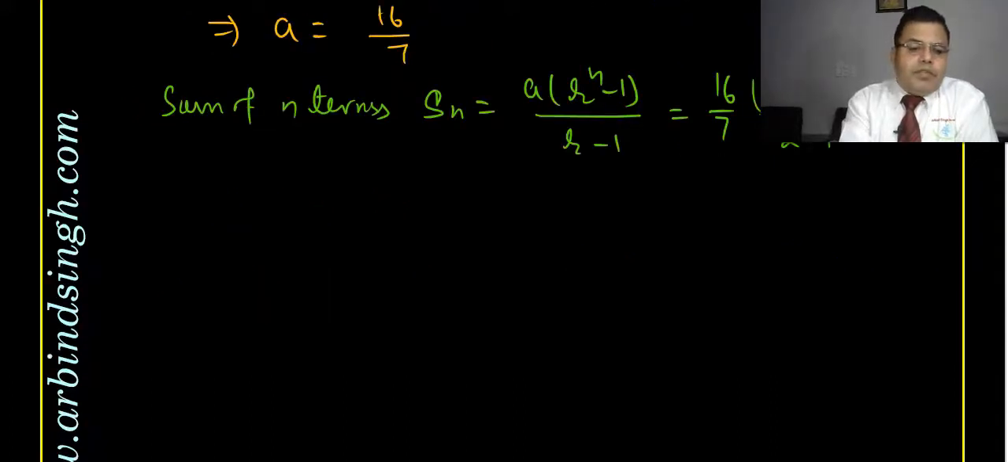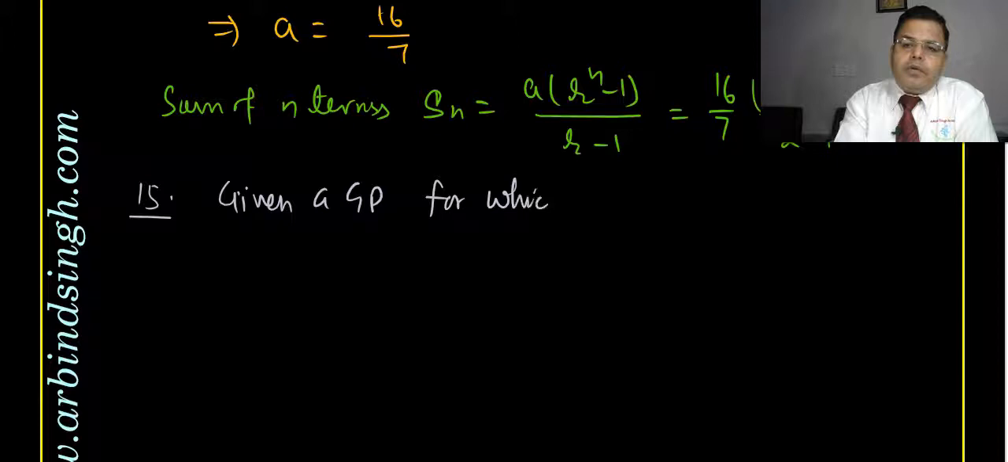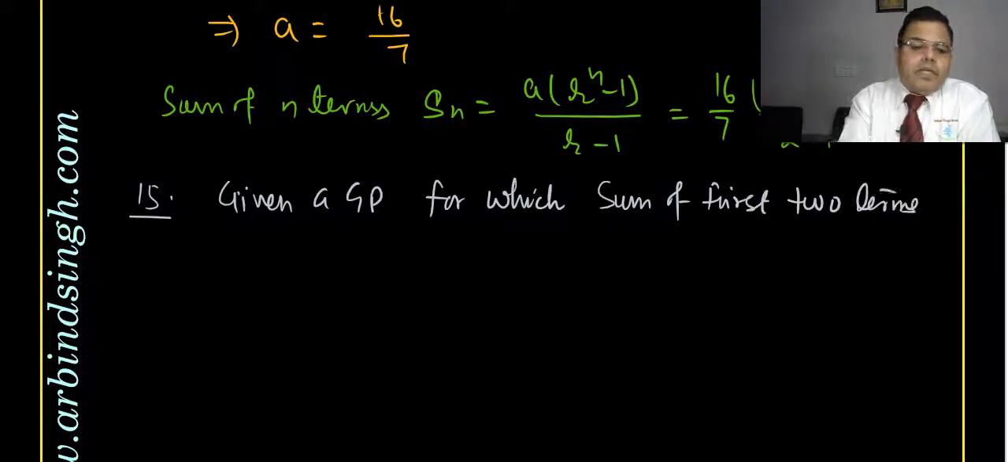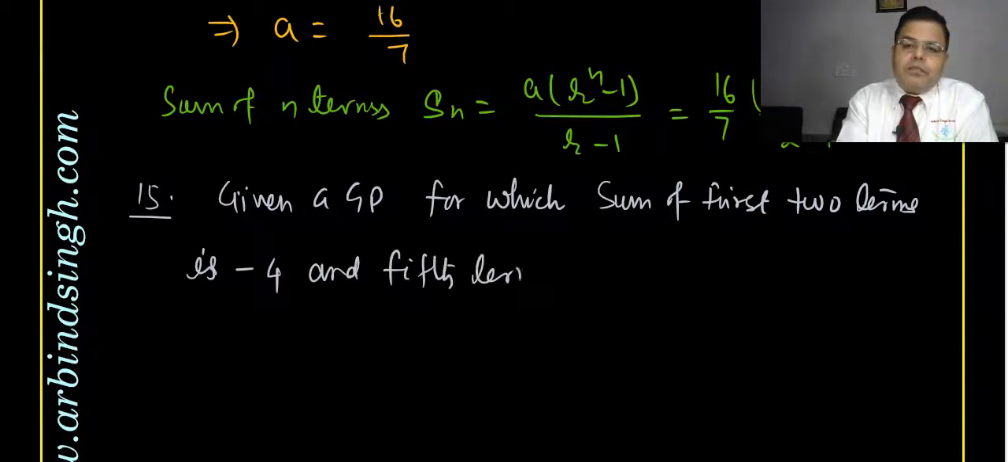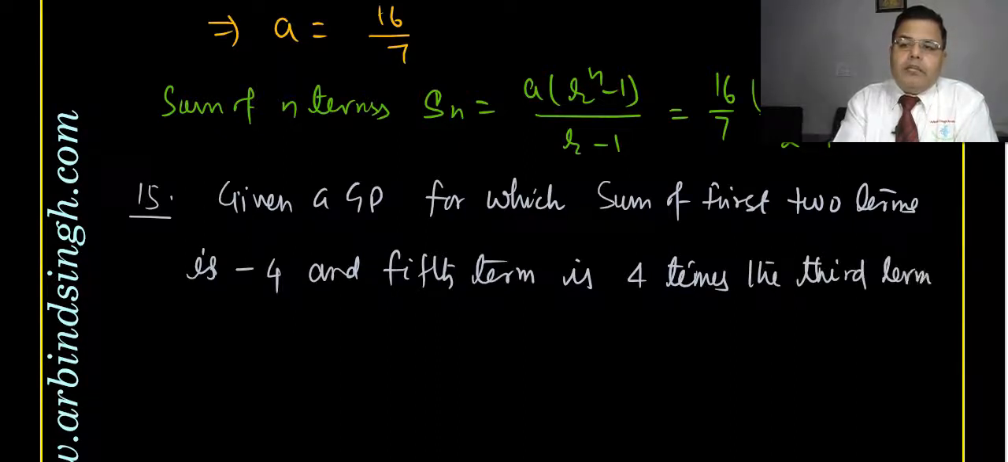Now let us solve some other questions. That is question number 16. We can do that, or 15 even. Question number 15. Given a GP for which the sum of first two terms is minus 4, and the fifth term is 4 times the third term.